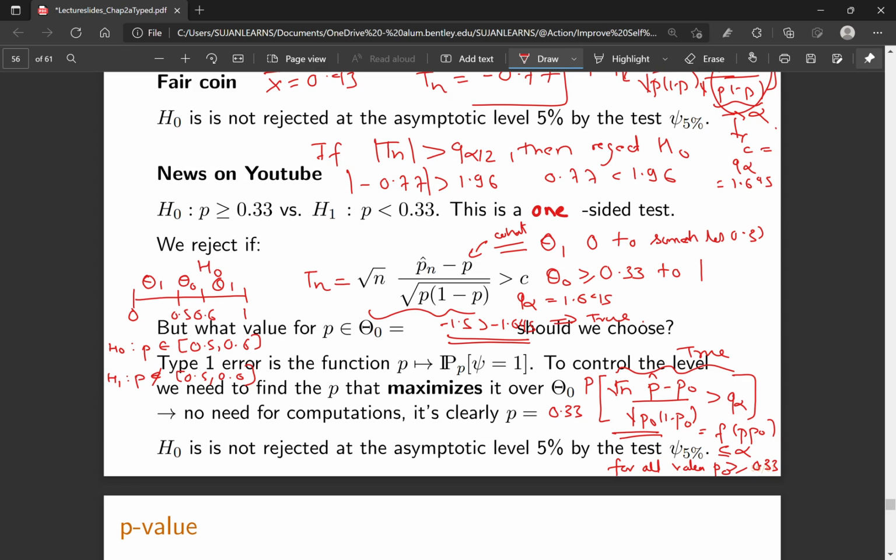We wanted to see if we can reject the null hypothesis that people get more than 30% of their news on YouTube, and by doing some calculation, we were not able to reject it. We did our test at 5% asymptotic level, and our result was that we cannot reject the null hypothesis.